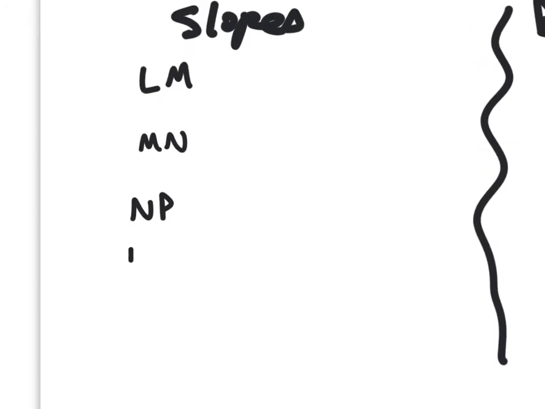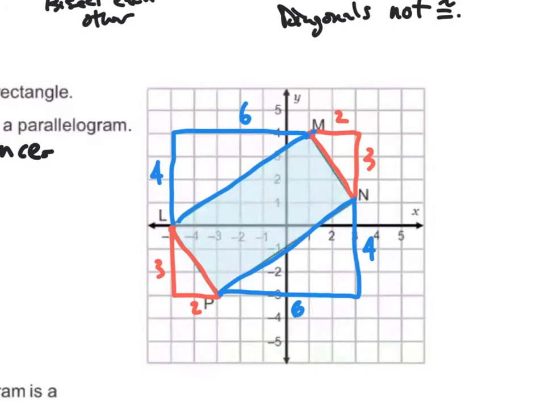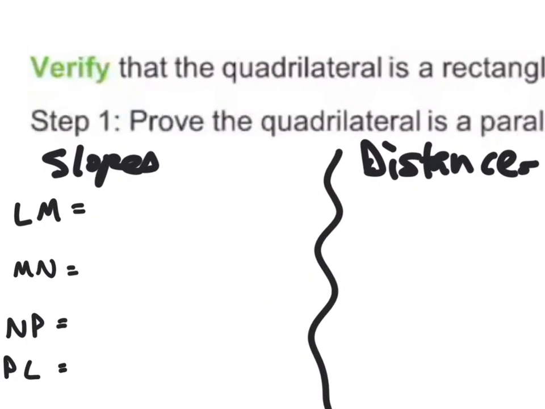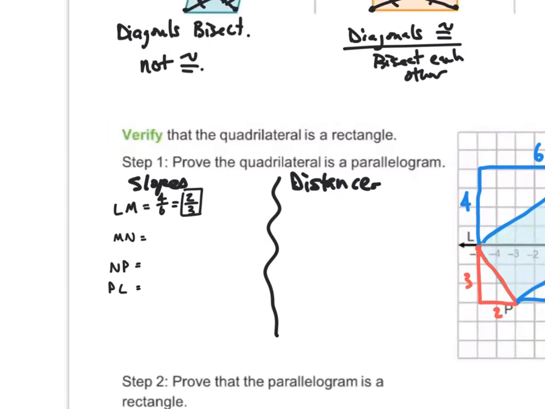So the slope of LM, the slope of MN, NP, PL. The slope of LM is going to be up 4 over 6, which simplifies to 2/3. That's our slope, and it's positive, going in this direction. I also notice that about PN. PN goes in this direction, and we're going to go down 4 to the left 6, so same thing.